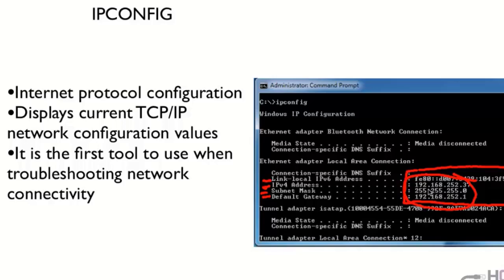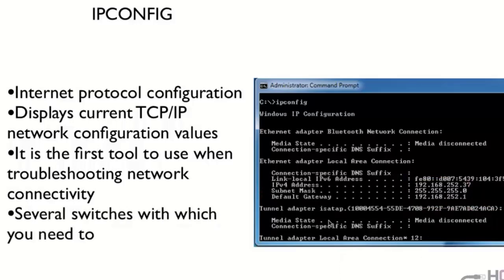If I can't get out to the internet, but I have a valid IP address, I know the problem isn't internal to my network. It must be the connection that my router is getting from the network or from the ISP. There are also several switches that you need to be familiar with.